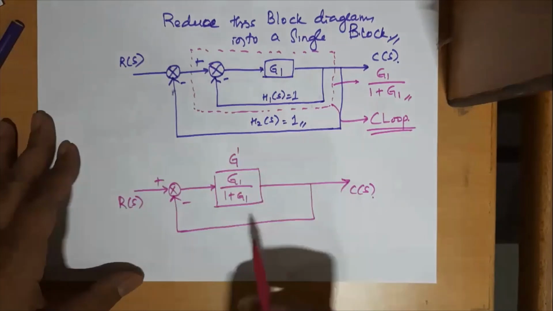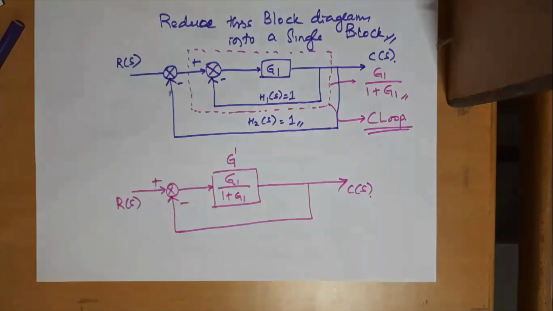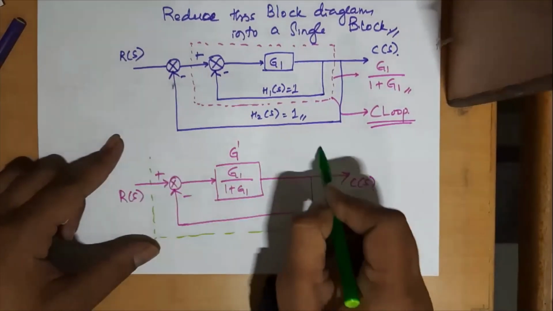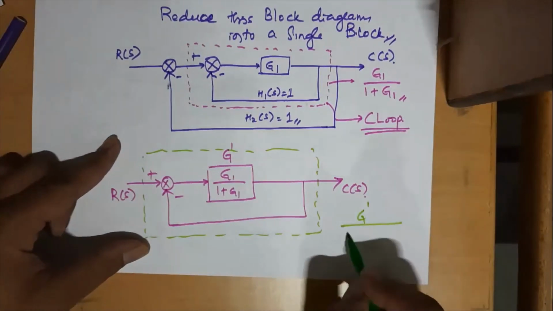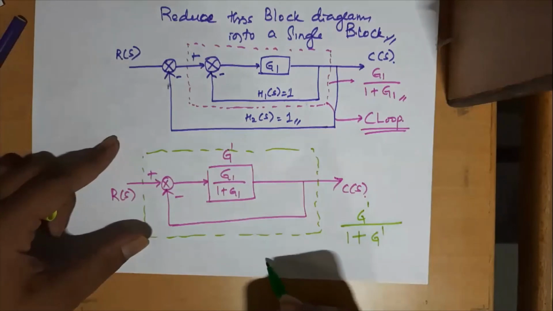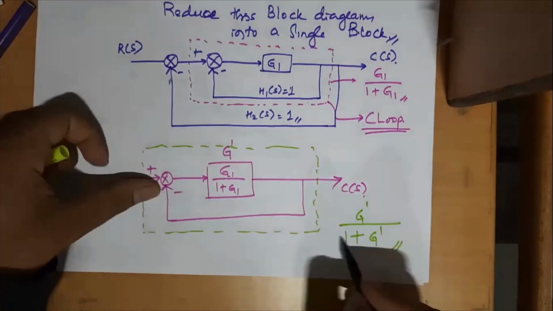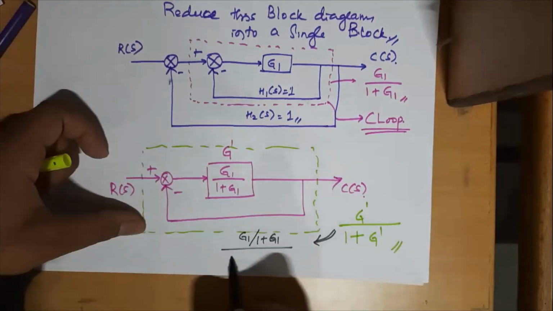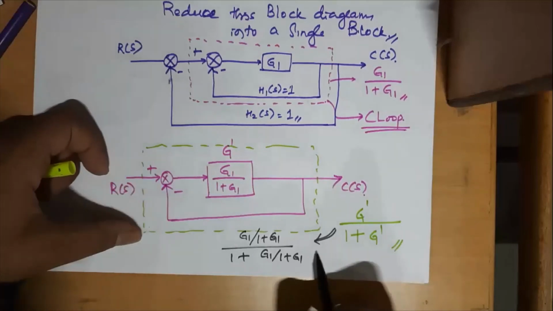H of S is 1. Now I will call this particular block G dash, for the sake of simplicity. G dash again has a unity negative feedback. So the transfer function is G dash divided by 1 plus G dash. Very simple. When I write G dash divided by 1 plus G dash, this closed loop vanishes and we have a single transfer function. So let us replace the G dash term. G dash is G1 divided by 1 plus G1.